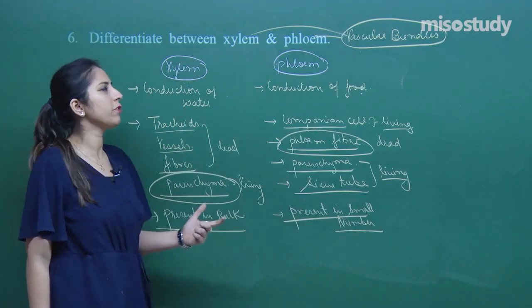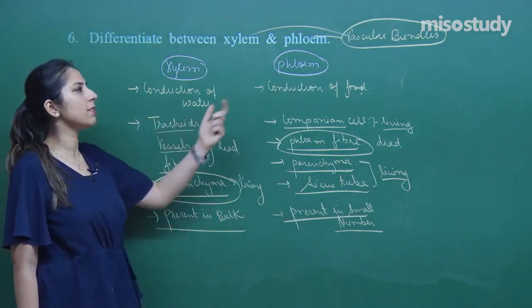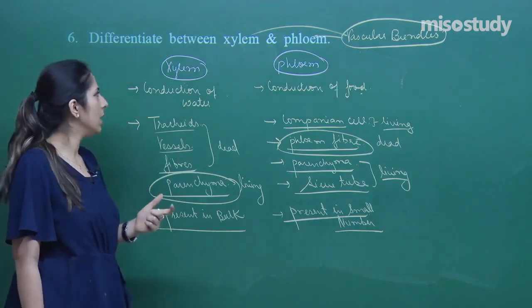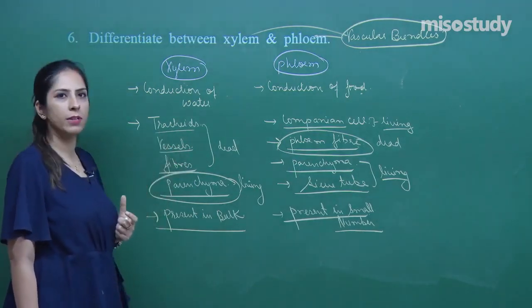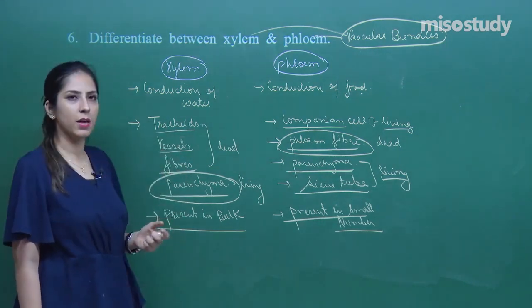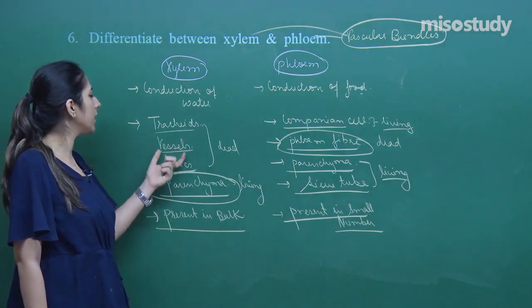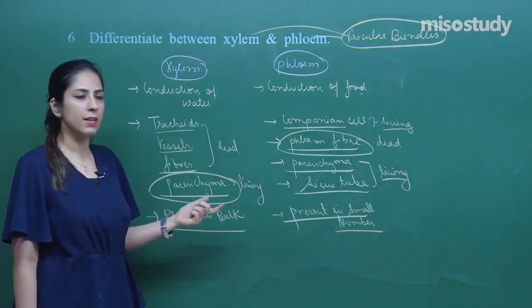Right. This is the difference between a xylem and the phloem. Xylem helps in the conduction of water, whereas a phloem helps in conduction of food. Xylem is a complex tissue because it is made up of different types of cells. Tracheids are there, the vessels are there, fibers and the parenchyma is there. Out of which the tracheids, vessels and the fibers are dead, whereas the parenchyma is living.